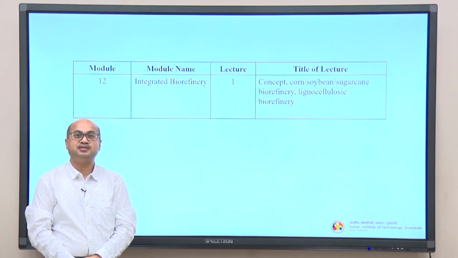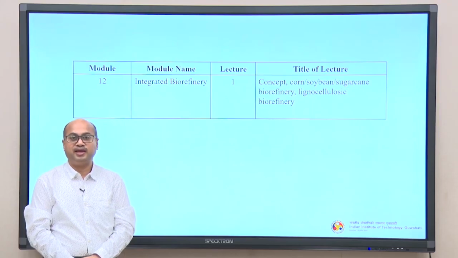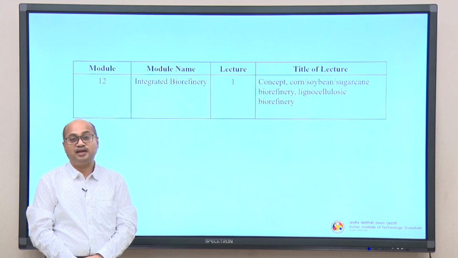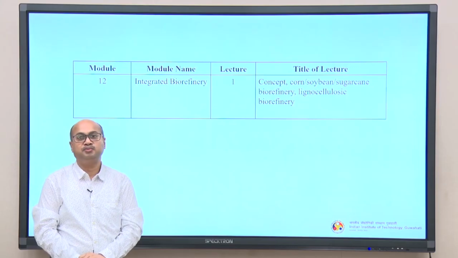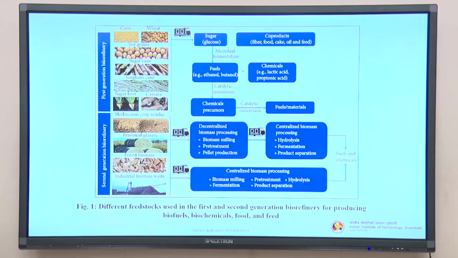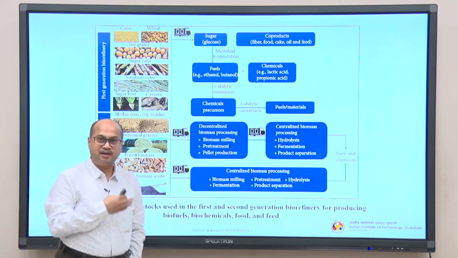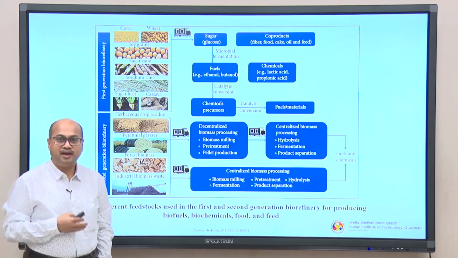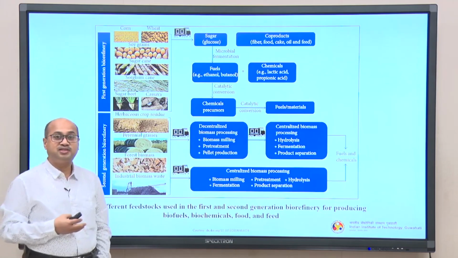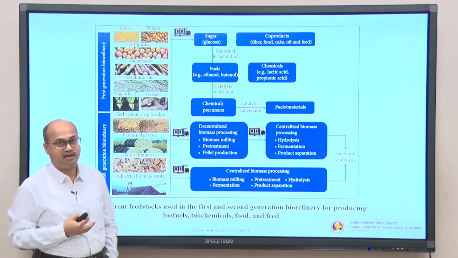We will try to learn what is integrated biorefinery and a few examples of already commercialized integrated biorefineries, which include corn, soybean and sugarcane based biorefinery as well as lignocellulosic biomass based biorefinery. So, let us begin our discussion. If you recall, we have discussed this, but I am just trying to make you aware again of what the first generation biorefinery and second generation biorefinery are.